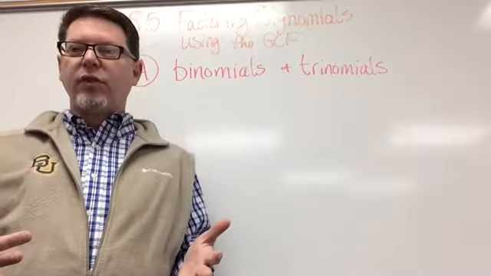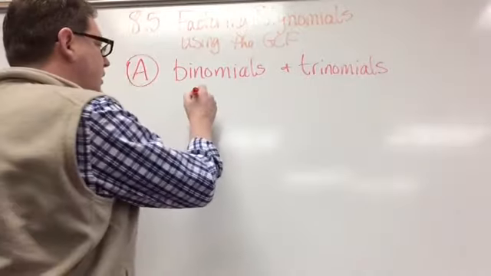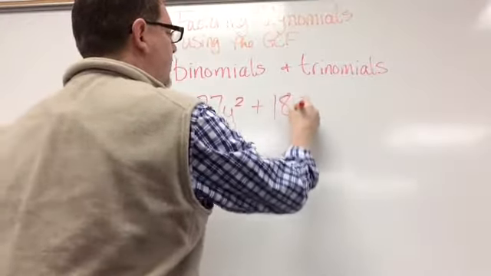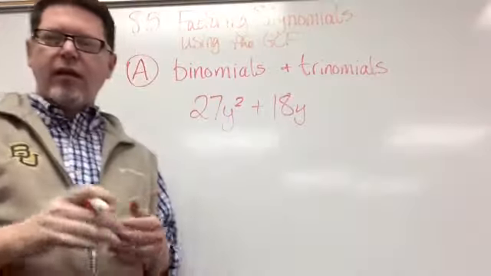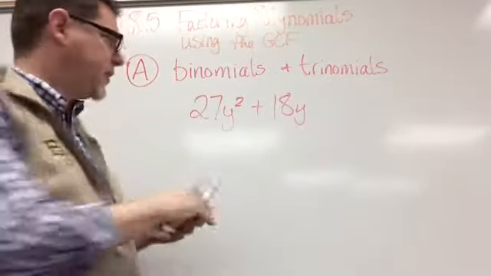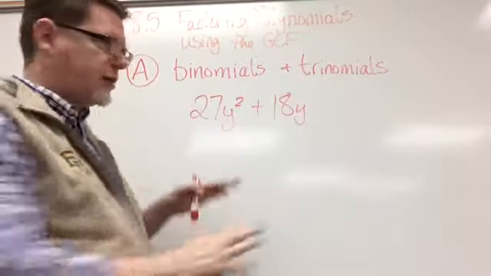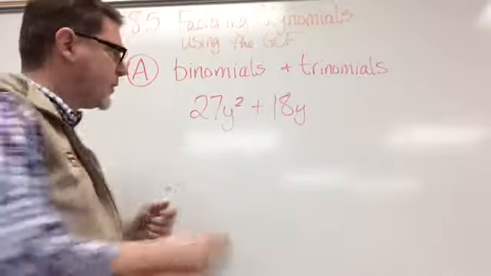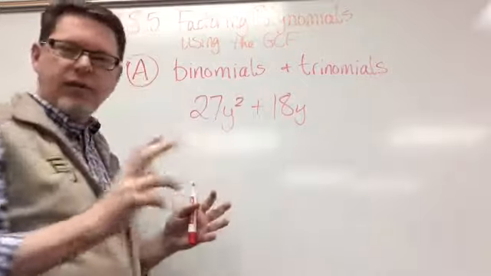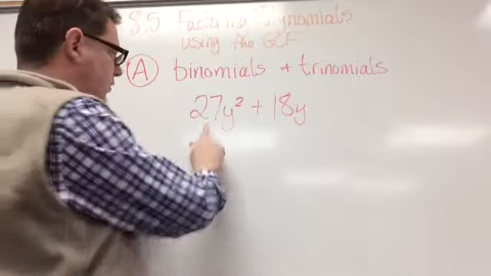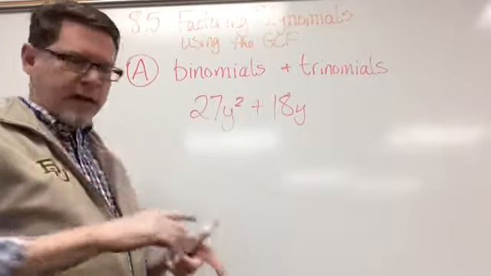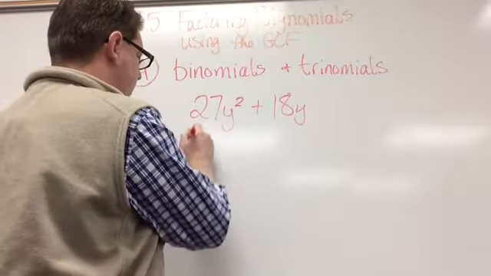The first example we're going to look at is 27y squared plus 18y. When we factor out the greatest common factor, we've got to find the greatest common factor first between all of the terms in my polynomial. So here I'm going to start with the coefficients. What's the greatest common factor of 27 and 18? 9 is the greatest common factor, so I'm going to write down 9.